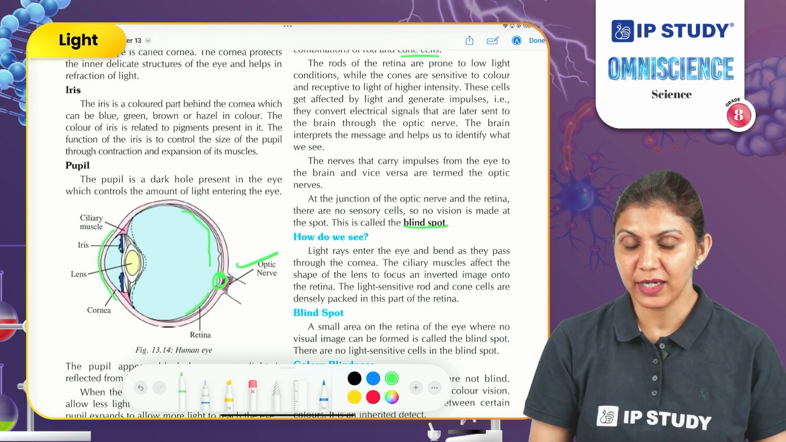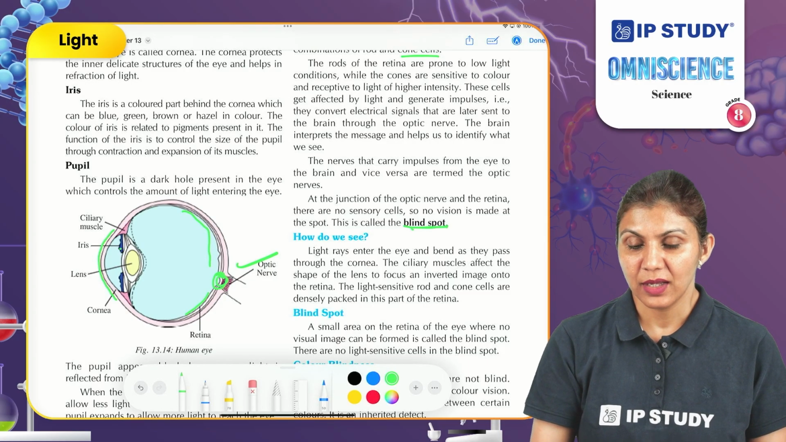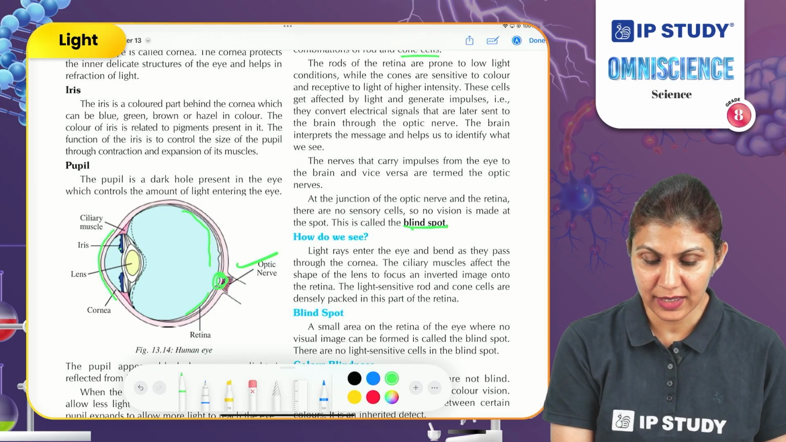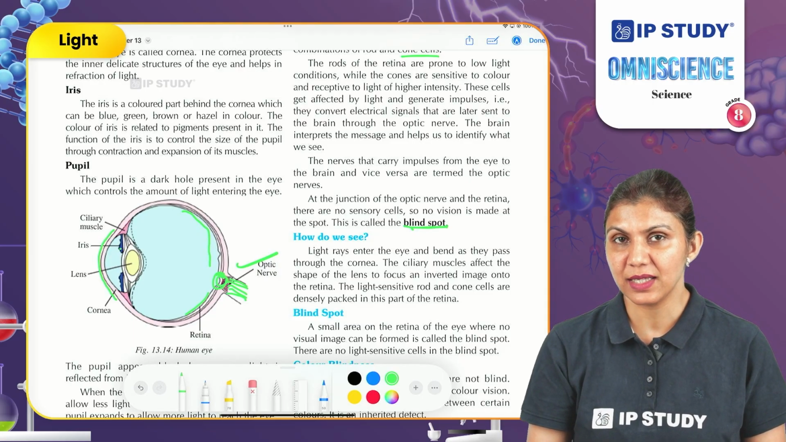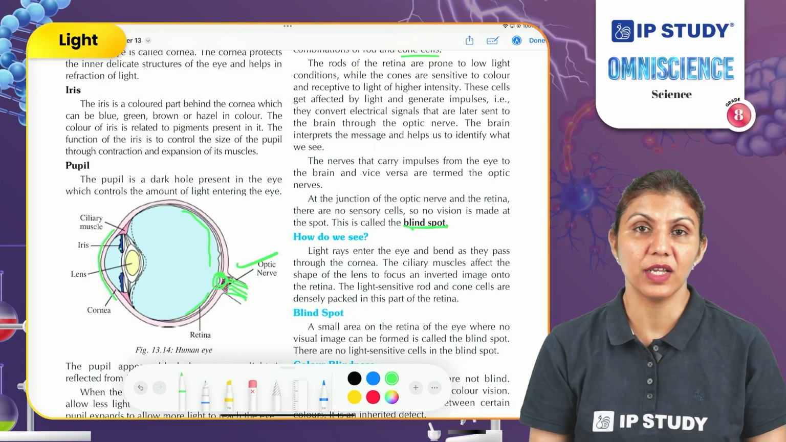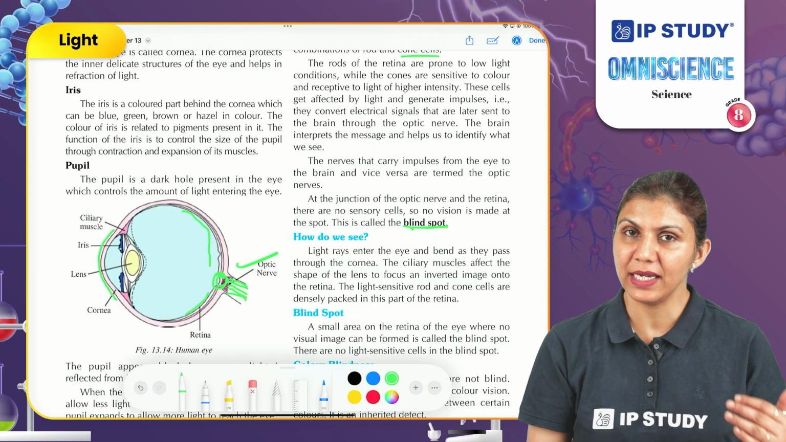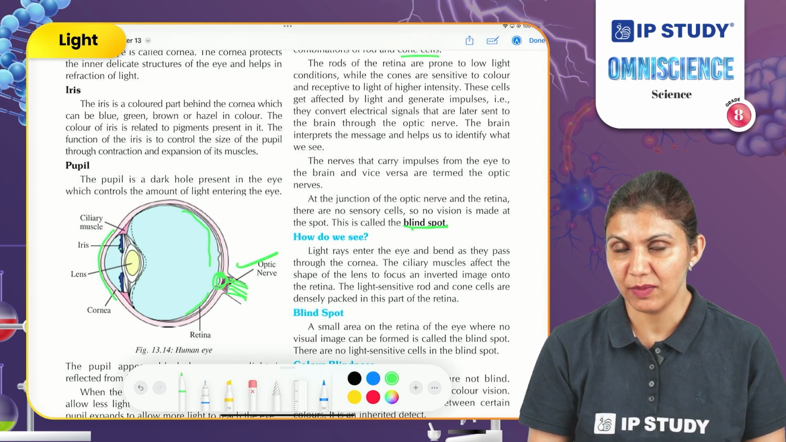This meeting point is called the blind spot. As there is no sensory cell, no image can be formed at this point. This point collects all the optic nerves, receiving messages from the sensory cells, which are rod cells and cone cells, and sends the message of the image formed on the retina to the brain. Then the brain analyzes that image and helps you to recognize it.